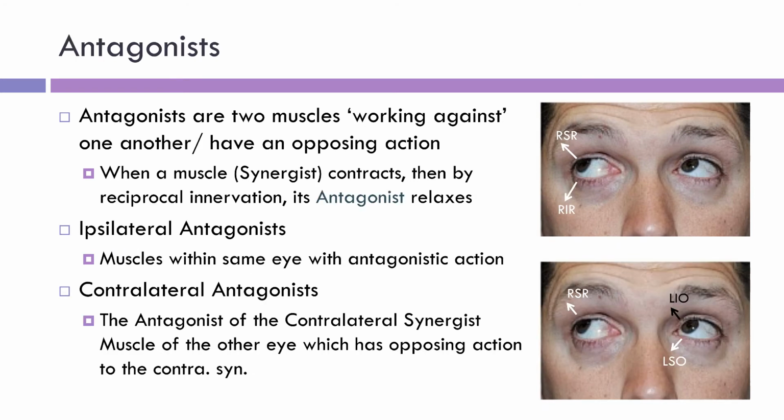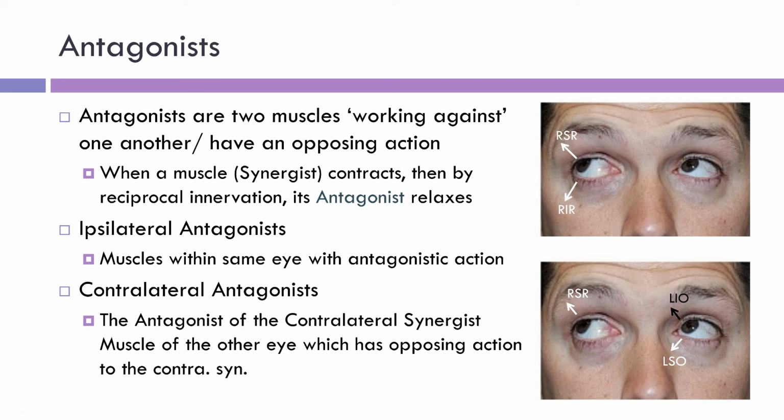Okay, what about antagonists? What does this mean? Antagonists are 2 muscles working against one another. They have opposing action. So again, let's take the right superior rectus. This elevates the eye in right gaze. So the ipsilateral antagonist will be the muscle in the same eye with the opposing action. So in right gaze, the depressor is the right inferior rectus. So the right inferior rectus is the ipsilateral antagonist to the right superior rectus.